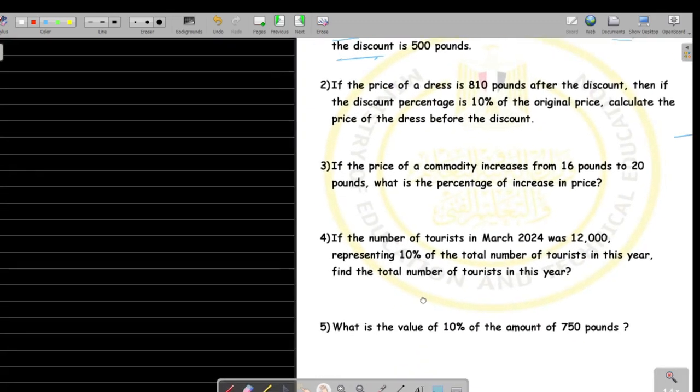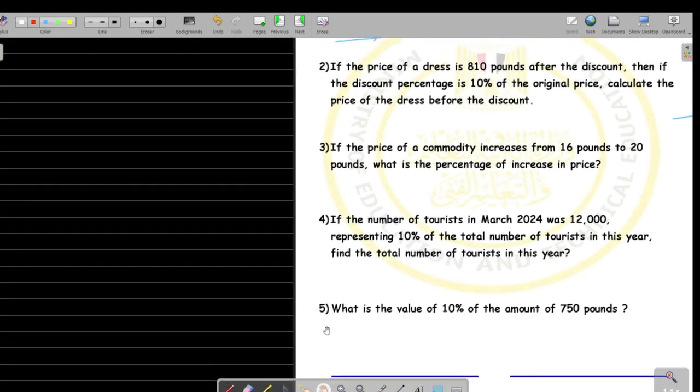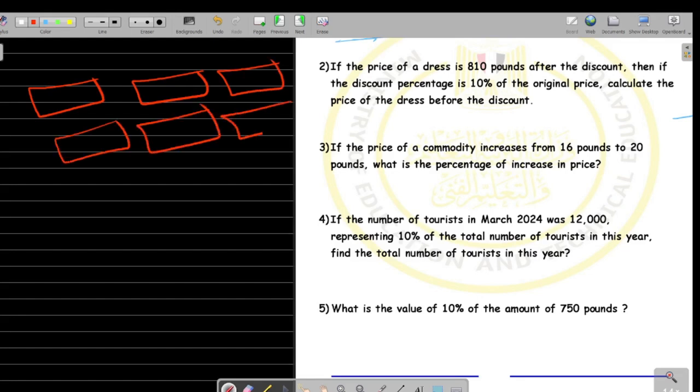Okay, let's see the next question. Is it the same idea or not? The price at the restaurant, the discount, maybe the same idea, but I can solve it again for you. Don't be upset, please. As I said to you, we have 6 boxes. In the first box, we put the original price, and in the second box you put the discount or the profit or anything.